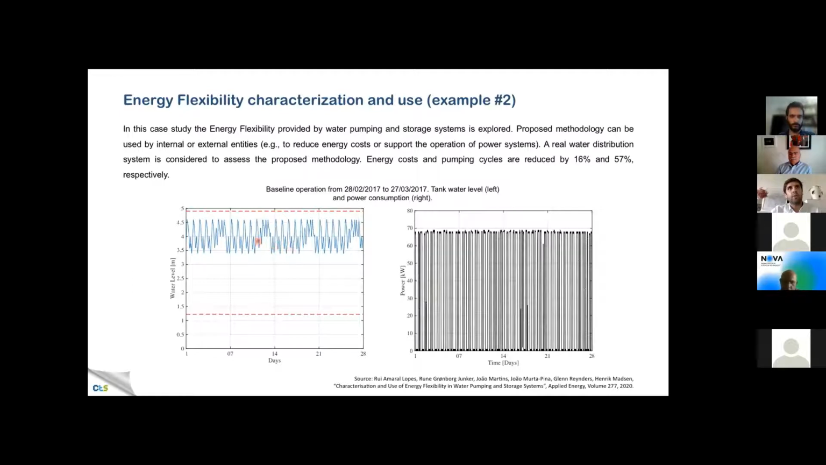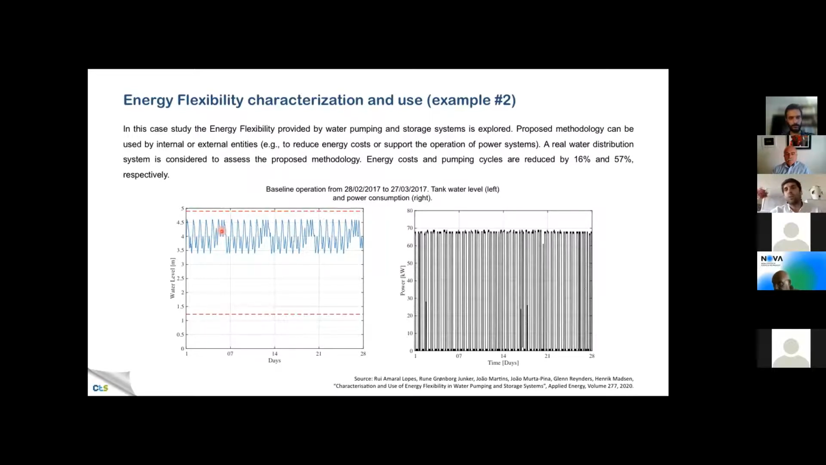Here we have the baseline operation. As you can see, this left plot represents the water level inside the reservoir from 0 to 5 meters. And you can see that the water level is varying throughout these 28 days. We chose the period from 28th of February to 27th of March because it's the period we have for the invoices collected. So that invoice will give us the amount of money we are saving by using energy flexibility, as I will show you. So for this operation, you can see that the water level is varying.